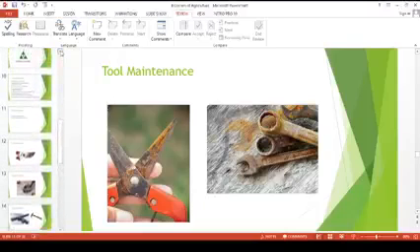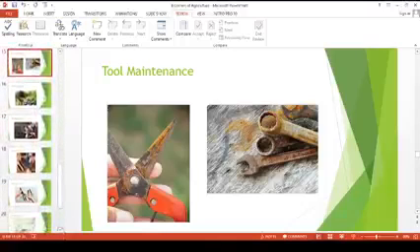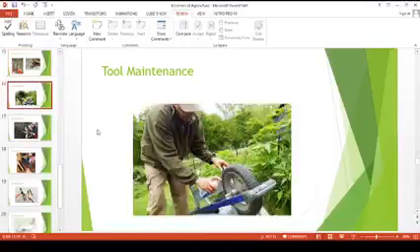So what can you do with such tools? How do you maintain such tools? How do you prevent rusting? What do you do when the handle is broken? What do you do when the tool is dirty, when it has some soil? So these are the ways that we want to look at the maintenance of the tools. So tools can be maintained, right, by number one.